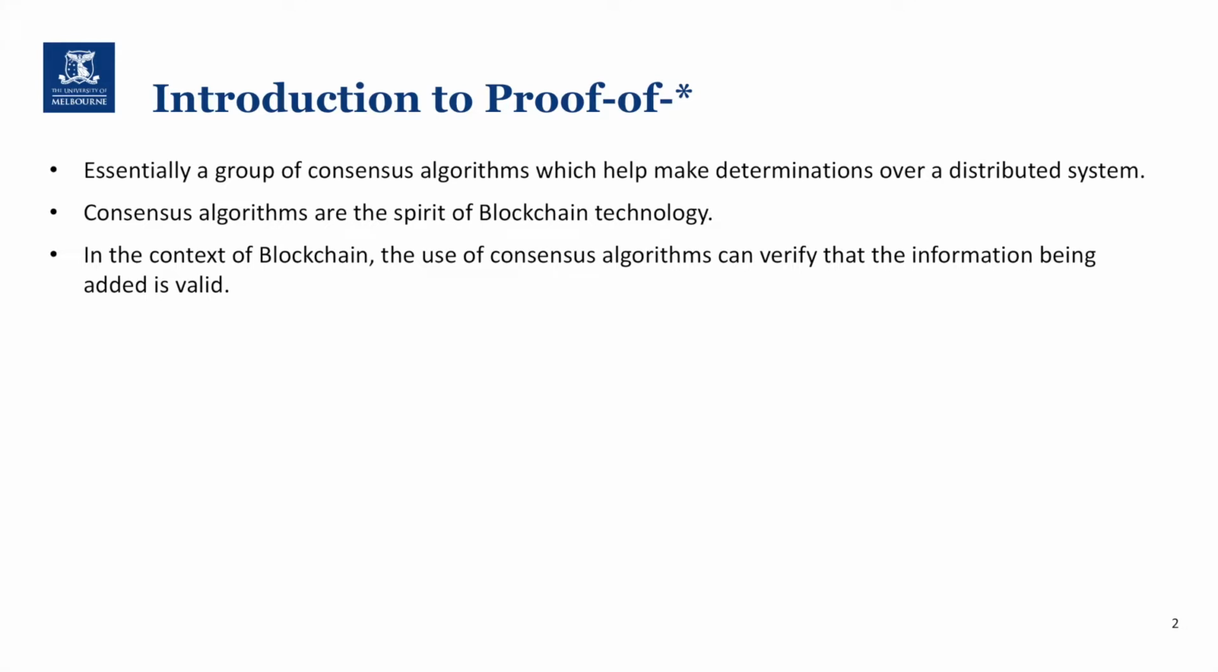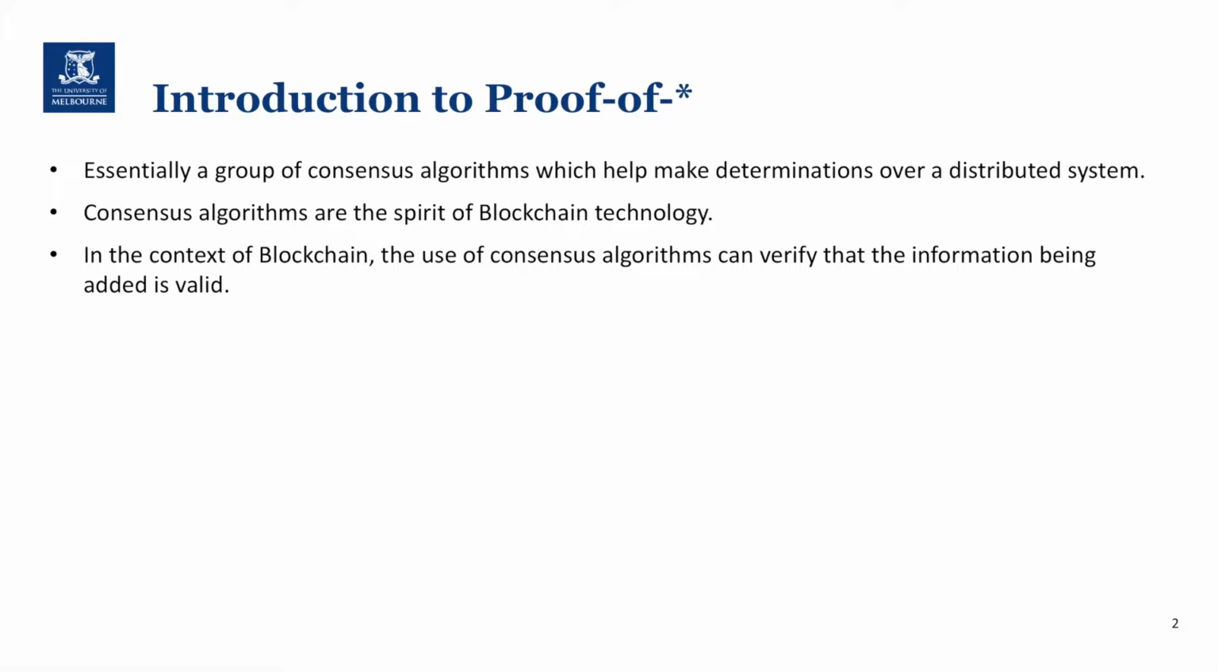First, let me briefly introduce the proof-of algorithms to you. They are essentially a group of consensus algorithms which help make determinations over a distributed system. Consensus algorithms are the spirit of blockchain technology, and in the context of blockchain, the use of consensus algorithms can verify that the information being added is valid. After all the nodes achieve consensus, a new block will be appended to the blockchain, and then the information stored at each node is updated.